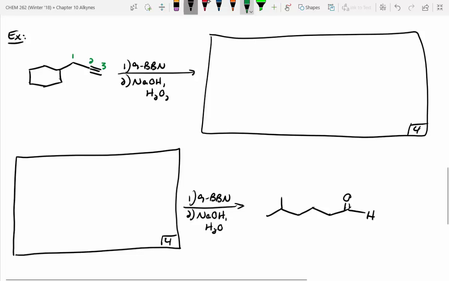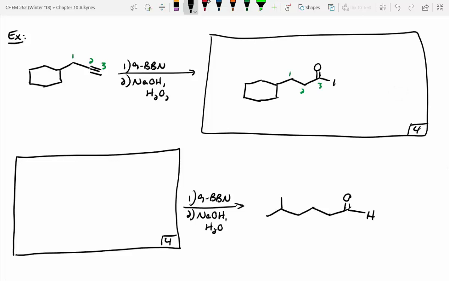So let's keep the whole framework the same. 1, 2, 3. We know we should have a double bond to oxygen coming off carbon 3. All right, and we know there's an assumed hydrogen there, which makes sense because we know with these reactions we often get aldehydes out of them, right? So pretty straightforward. All right, now let's do the bottom one where it's backwards.